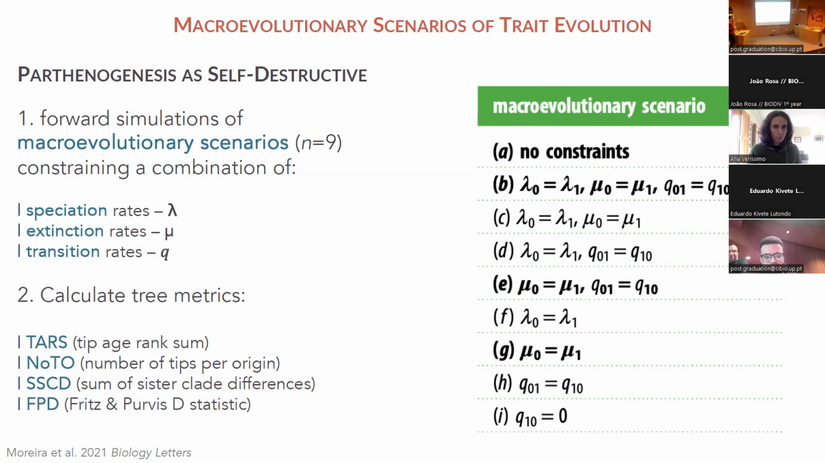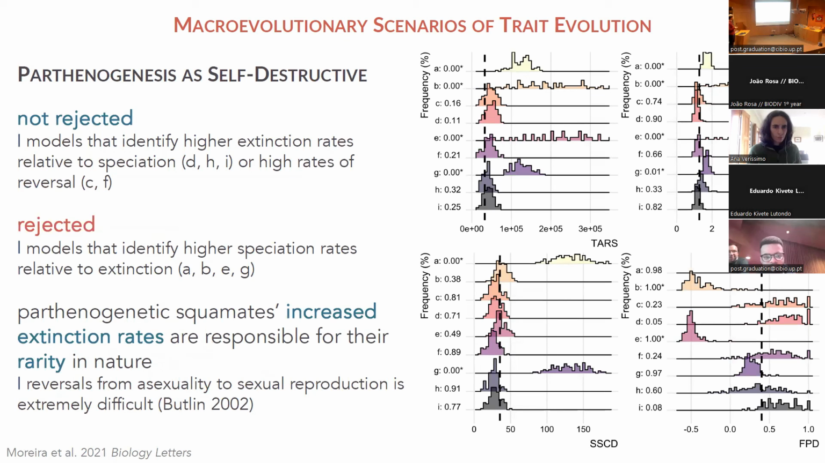And then we calculate a set of 3 metrics that describe different characteristics of a phylogeny, either TARS, Noto, SSCD, and FPD. And then we can identify if our observed pattern is similar or not to these simulation scenarios for a lot of iterations. This is what we obtain. This is the distribution of the values for each simulated macroevolutionary scenario, and this dashed line is our observed value.